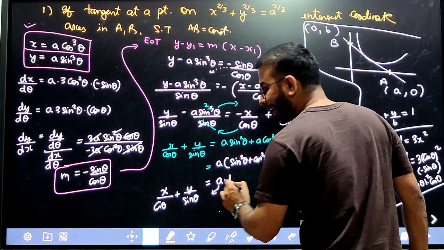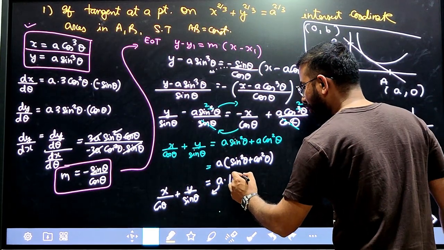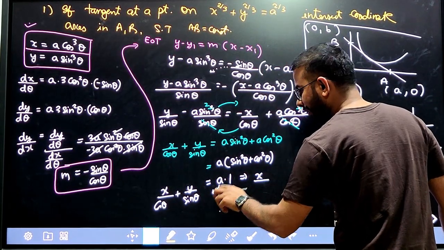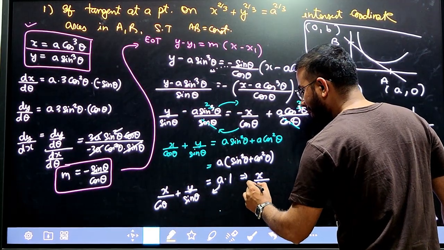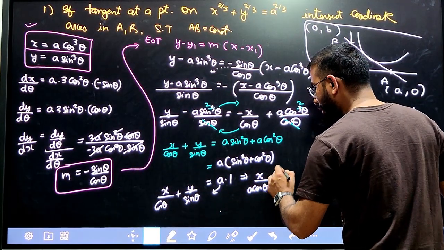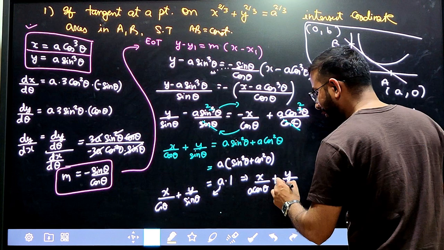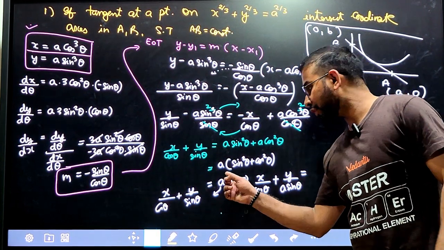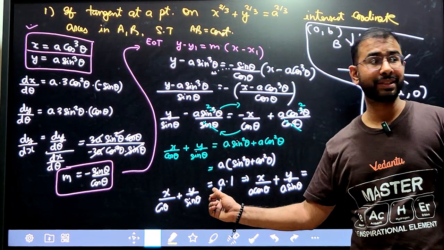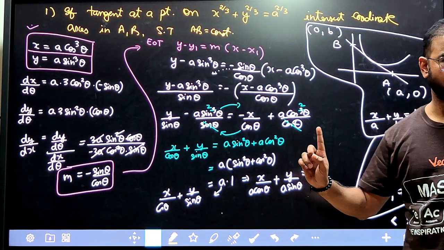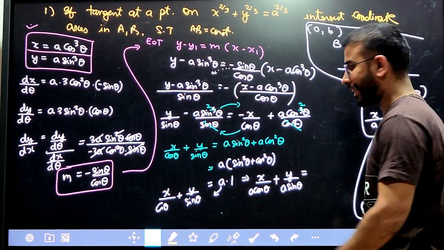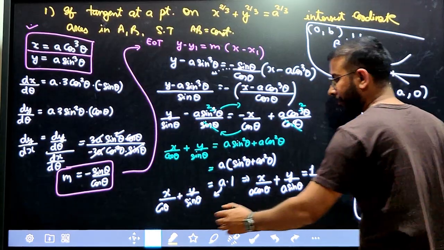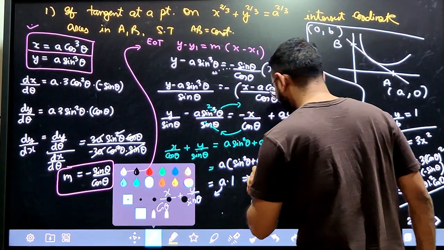Now I'll just send a here. So what will my equation become? x divided by a, so it would be x by a cos theta plus y by a sine theta. Now the common mistake people make is when you take a here, it won't be 0, it would be 1 because it is not added or subtracted, it's multiplied. So what is this? 1. This is your second important thing.